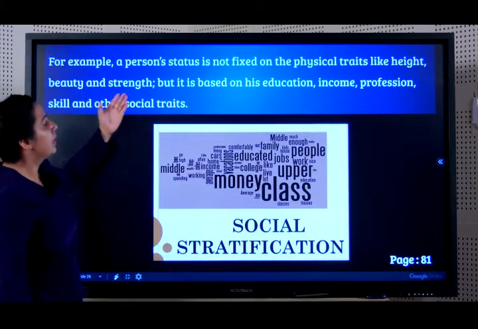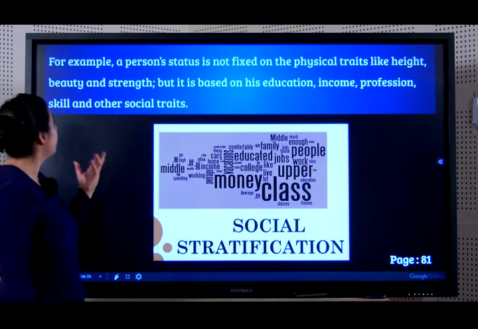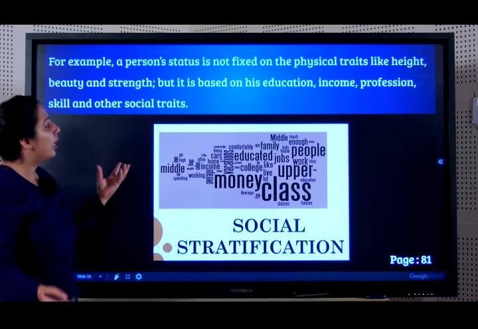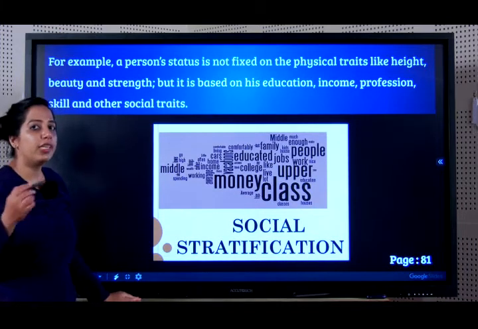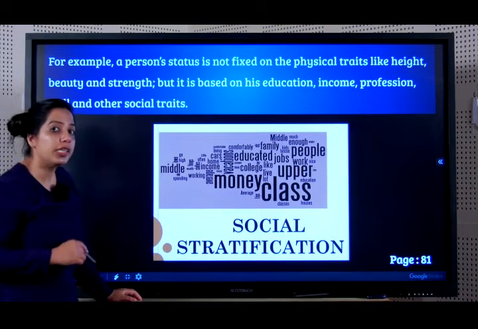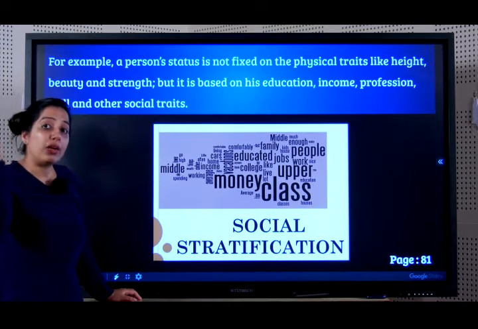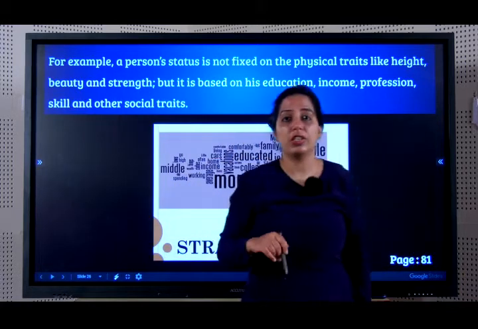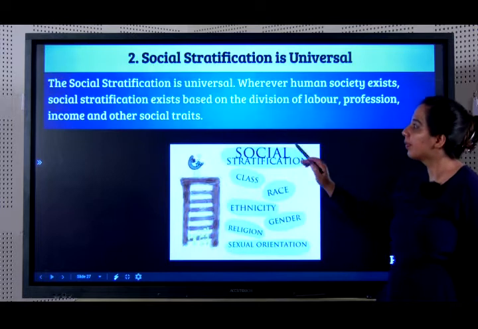For example, a person's status is not fixed on physical traits like height, strength, beauty, but it's based on education, income, profession and so on. In education, it would be, oh, you've studied in IIT. Oh, you're from IIM. Income, it could be like, oh, you're from this rich family. Or it could even be because of profession. Oh, you are this so-and-so doctor and so on.